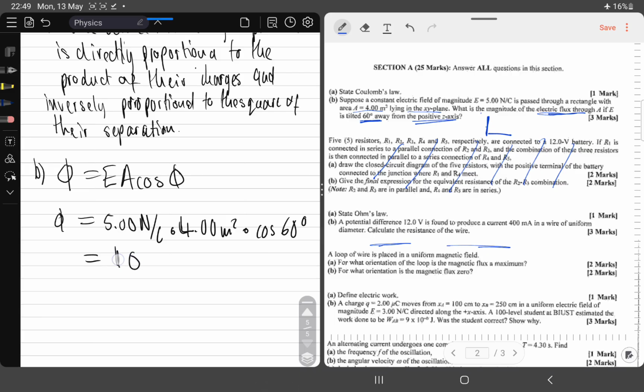And what is going to be the unit for my flux? I have newtons, I have meter squared, I have coulomb, so it'll be newton times meter squared per coulomb. That's my unit, and I am done.